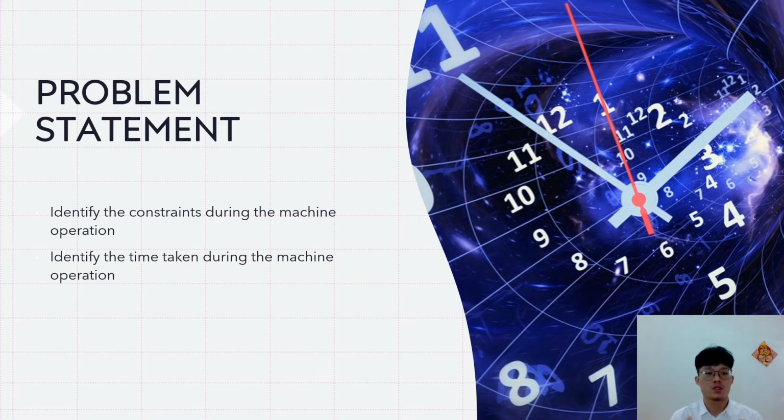From the problem statement, we have identified the constraints during machine operation. The constraints are, for example, is the machine waterproof, does the battery last longer, and the second one is the time taken during machine operation, which is how long the machine takes to collect rubbish from the drain to the container.